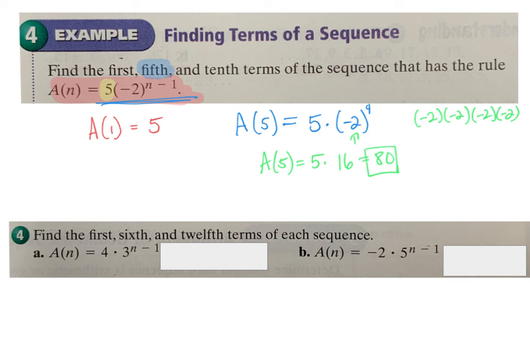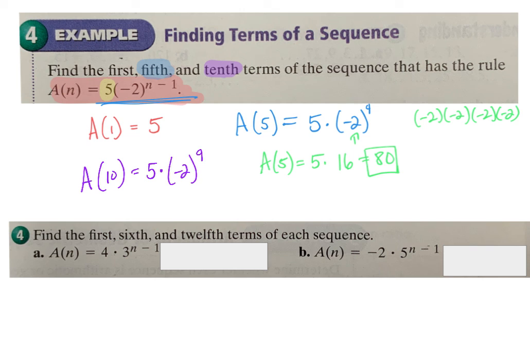So if I look at this and I find my 10th term, I'm going to do the same thing and I'm just going to plug in a 10. So I'm going to say the 10th term here is going to be 5 times my negative 2 raised to the 9th power.